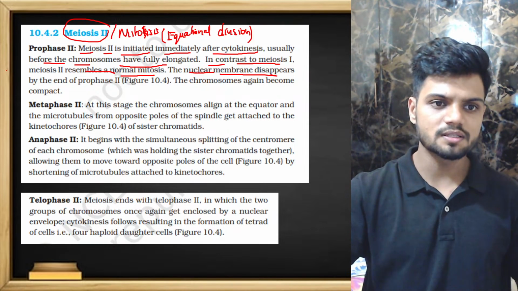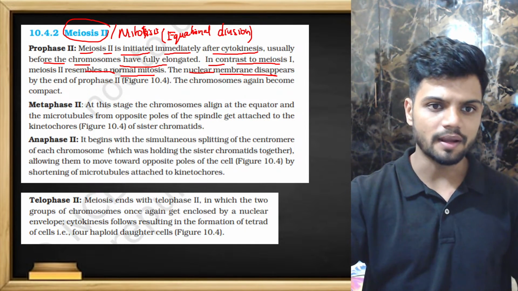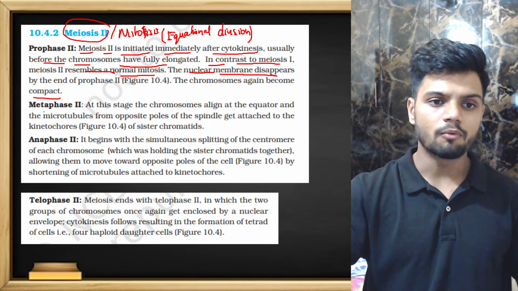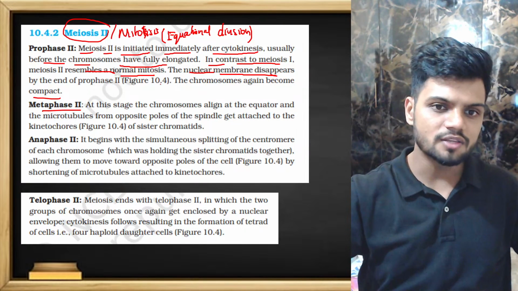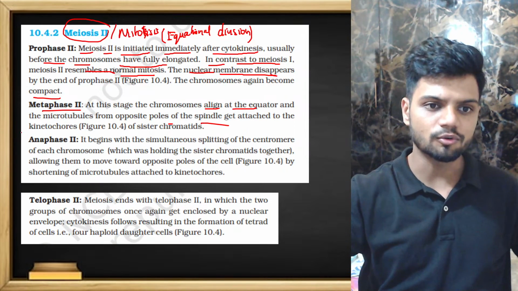The nuclear membrane disappears by the end of prophase 2 and the chromosomes again become compact. That is compaction of chromosomes happening. What happens in metaphase? All the chromosomes align at the equatorial plate, and spindle fibers attach to the kinetochore.